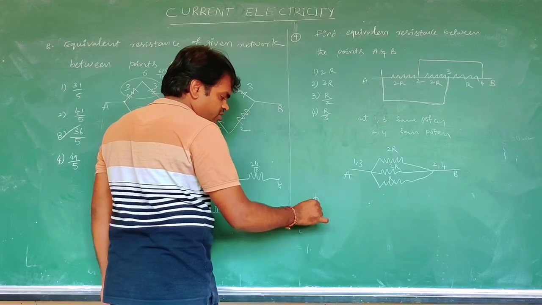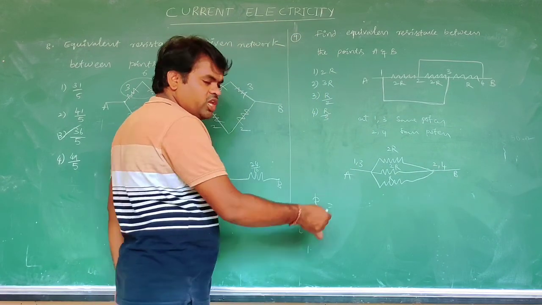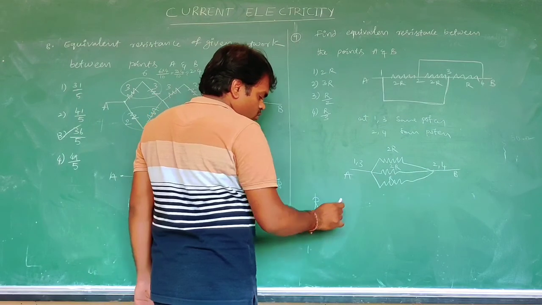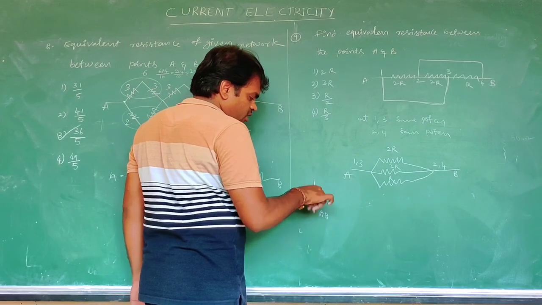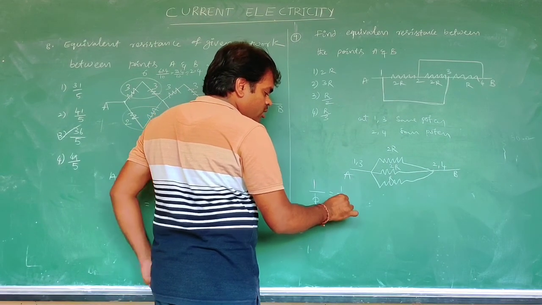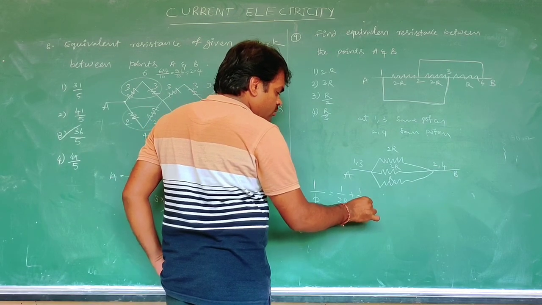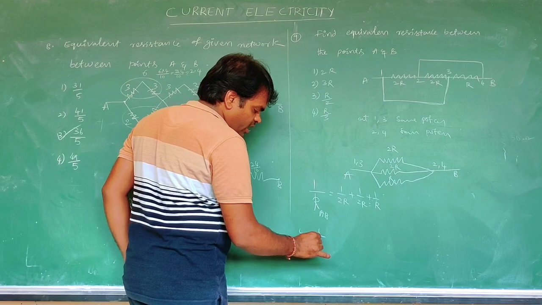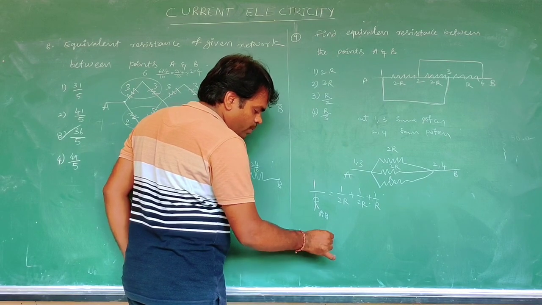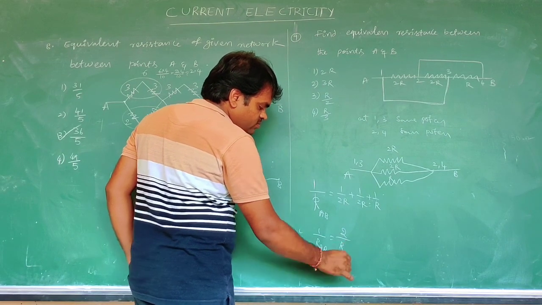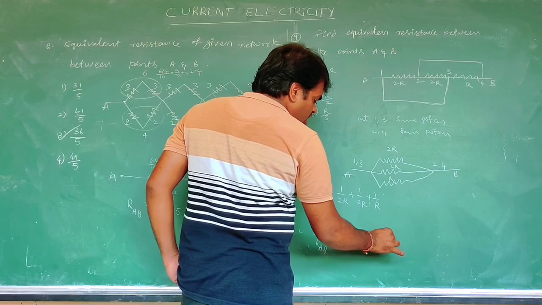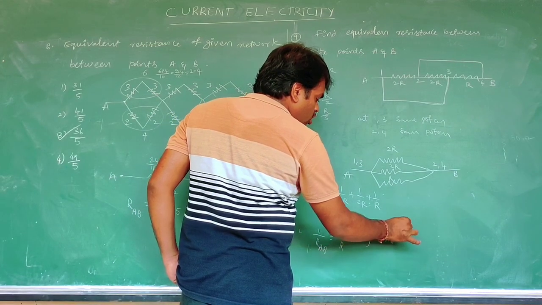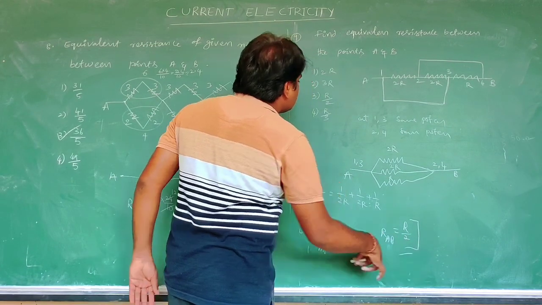The resistance between A and B we can write here: 1 by RAB is equal to 1 by 2R plus 1 by 2R plus 1 by R. That we can take as 1 by RAB is equal to 2 by R. Then RAB is equal to R by 2. This is the answer.